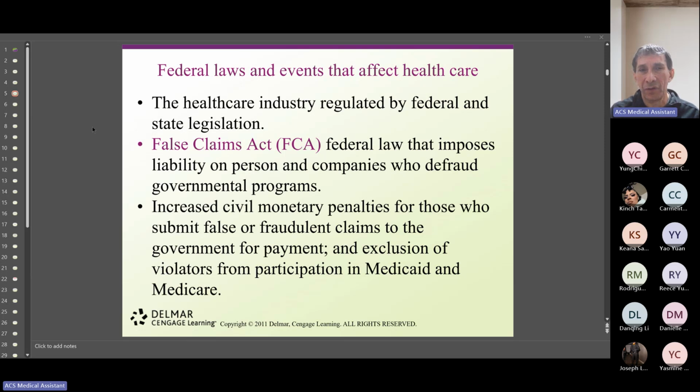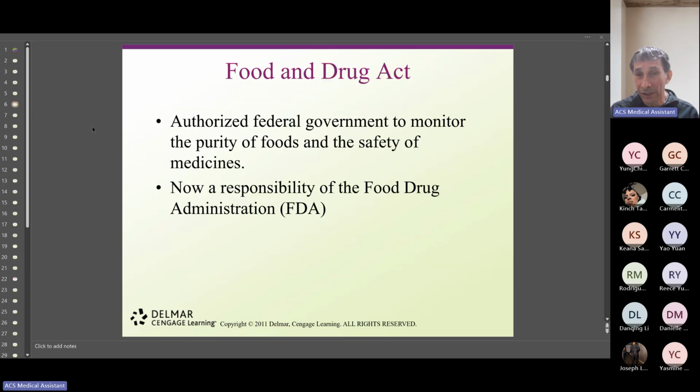So that is the False Claims Act. So it's very important that we understand all this because fraud in the medical field is very serious. It might not be so serious in the civilian world because you pay an attorney and they can let you free. But with the government, it's a little different.